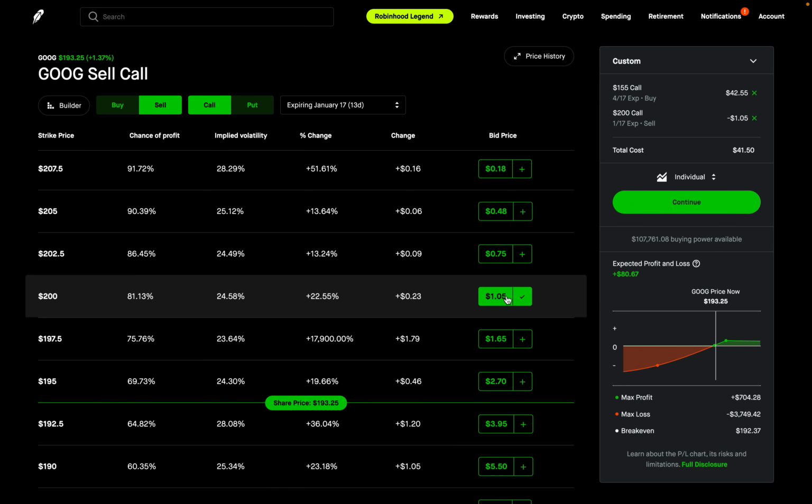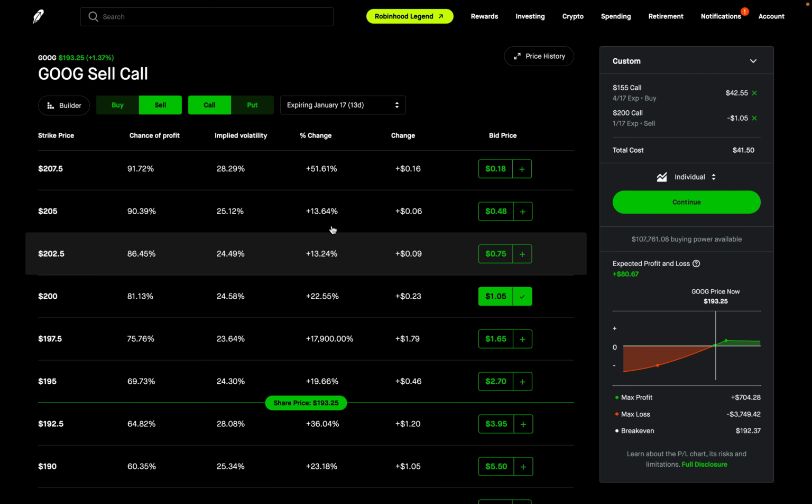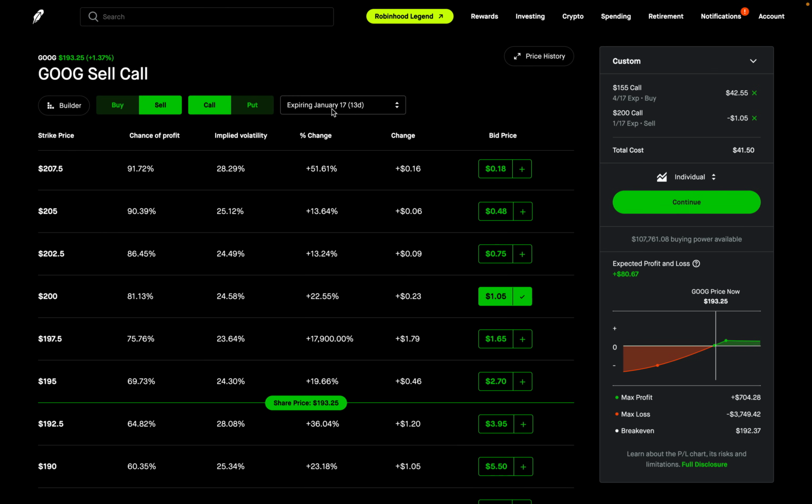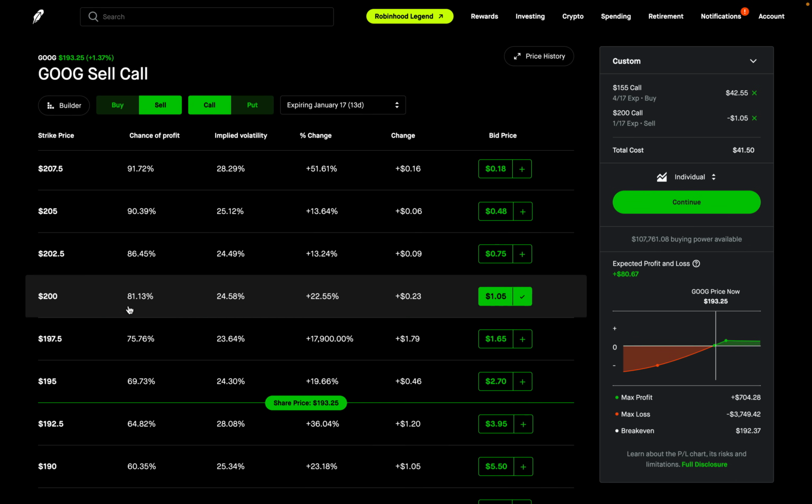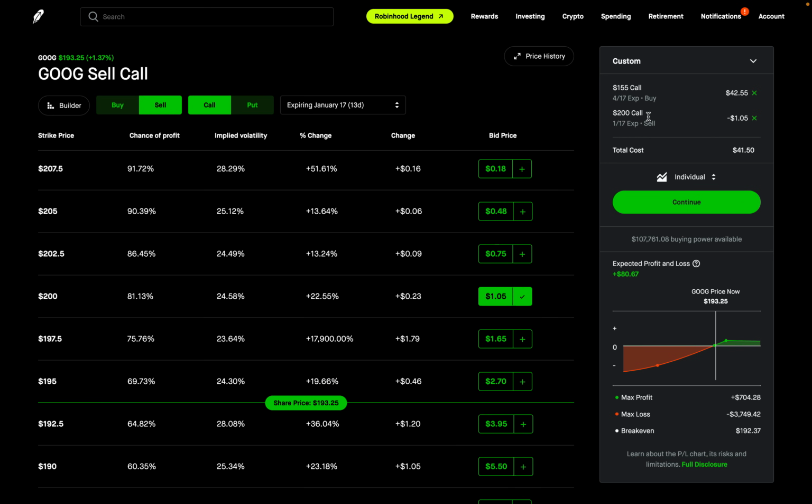Now, our ideal situation is we want the stock to rise slightly to the strike of the call that we are selling. So what I would want before January 17th, for this expiration, is for Google to slightly go up to $200, so that at expiration, the call that we sell expires worthless, which means we keep the entire premium, and the deep in the money call we bought goes up in price.